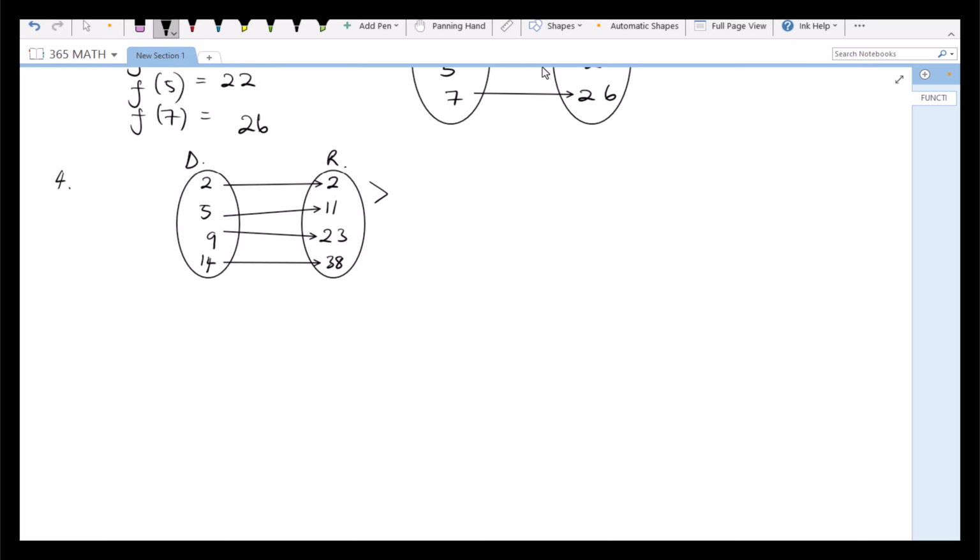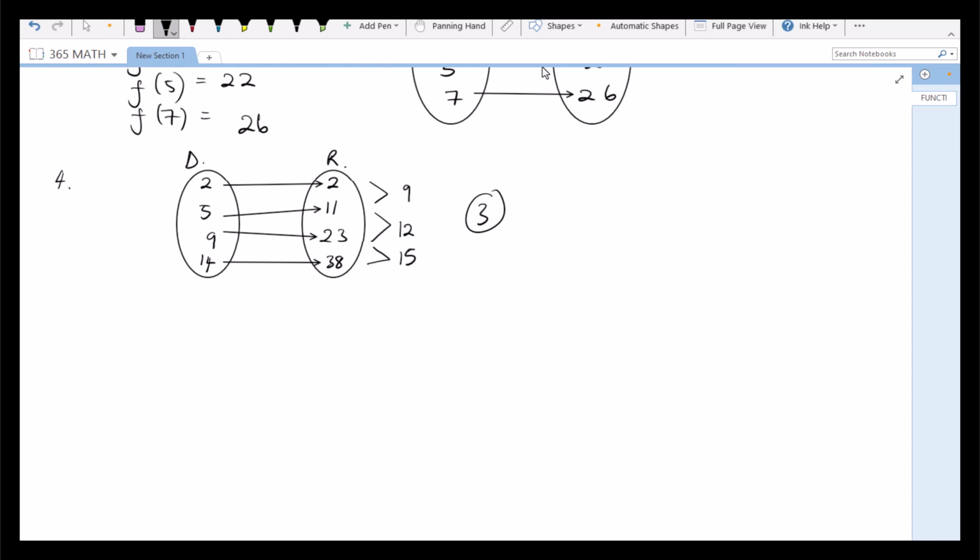The difference between 11 and 2 is 9. The difference between 23 and 11, we get 12. The difference between 38 and 23 is 15. Already I can see that these are multiples of 3. Right, these are multiples of 3.